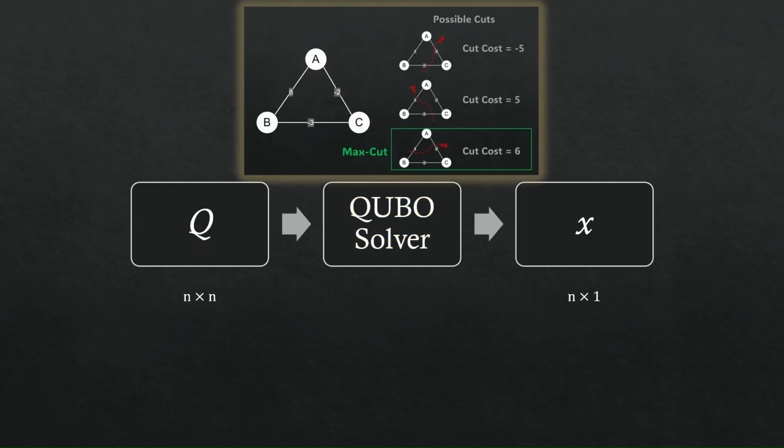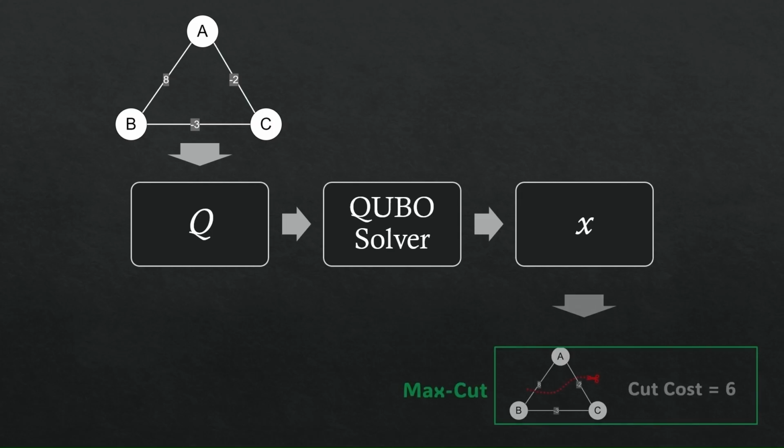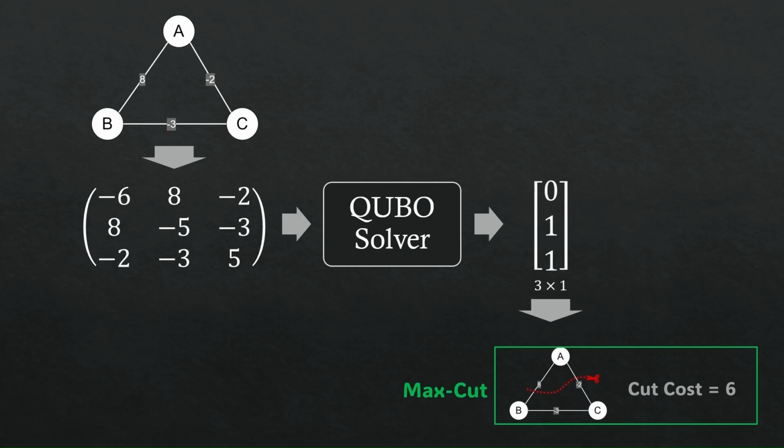Remember the problem that we saw at the beginning of this video, the MaxCut problem? It can be solved as QUBO. So the idea is to formulate the input of the MaxCut problem, which is a weighted graph, as the symmetric matrix Q, then feed it to the QUBO solver to obtain the optimal solution X, which can then be decoded to the MaxCut solution. Since the graph here has 3 nodes, Q is a 3x3 symmetric matrix, and the solution is a binary column matrix of size 3. The question now is how to interpret these numerical values.